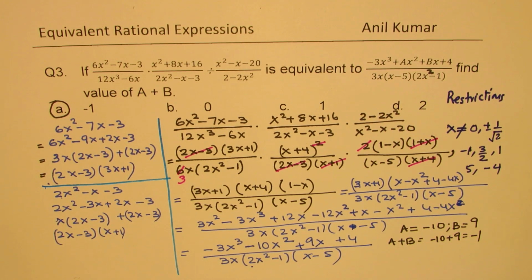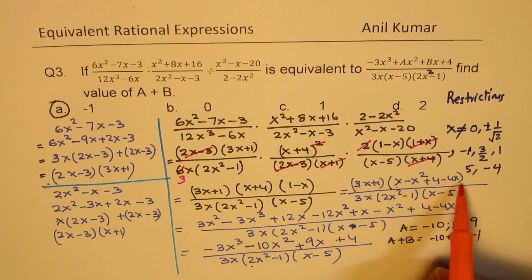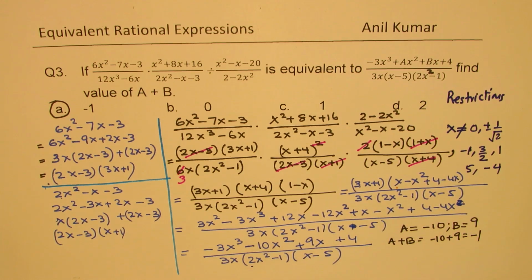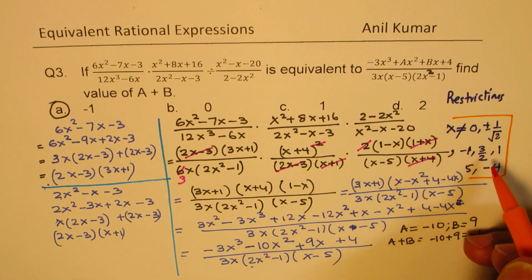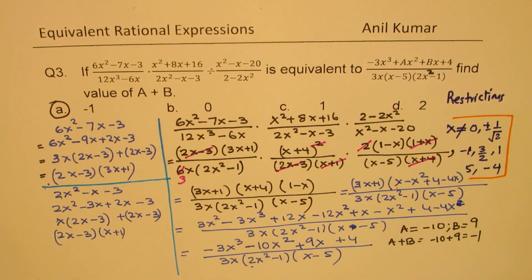You have to be really careful when you multiply these. I could have combined some terms x and minus 4x to reduce some terms in our expression. However, I hope you understand the process, correct? And it's kind of very important to write down all the restrictions which are valid for both these rational expressions, and only then we can say that both of them are equivalent. Is that clear to you? So I hope you enjoyed and you understood the concept to solve such complicated questions involving rational expressions.